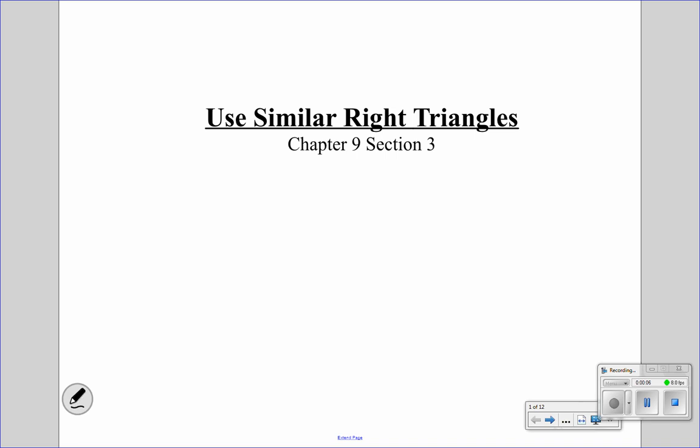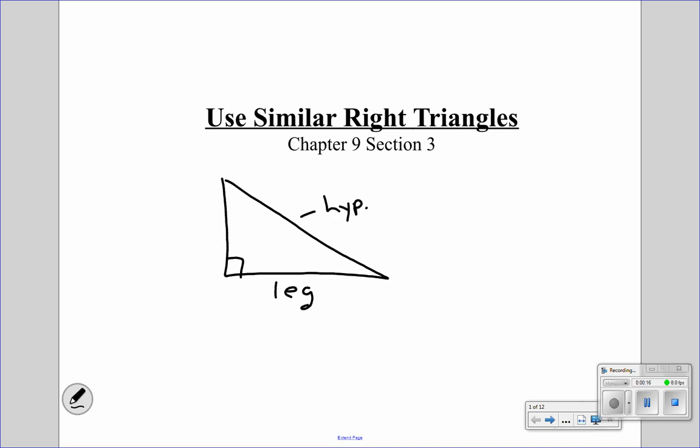Today we're going to talk about using similar right triangles. If I have a right triangle, this side is my hypotenuse, these sides are my legs, and if I were to draw a segment from the 90-degree angle to my hypotenuse in a way that it made a right angle, this would be called my altitude.